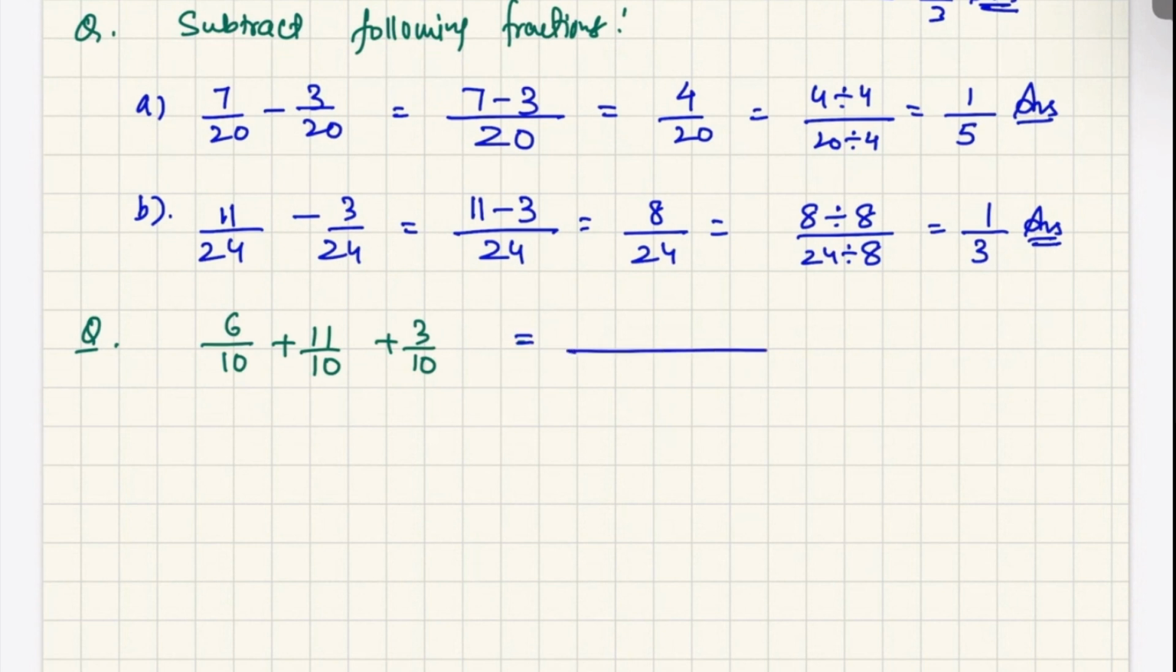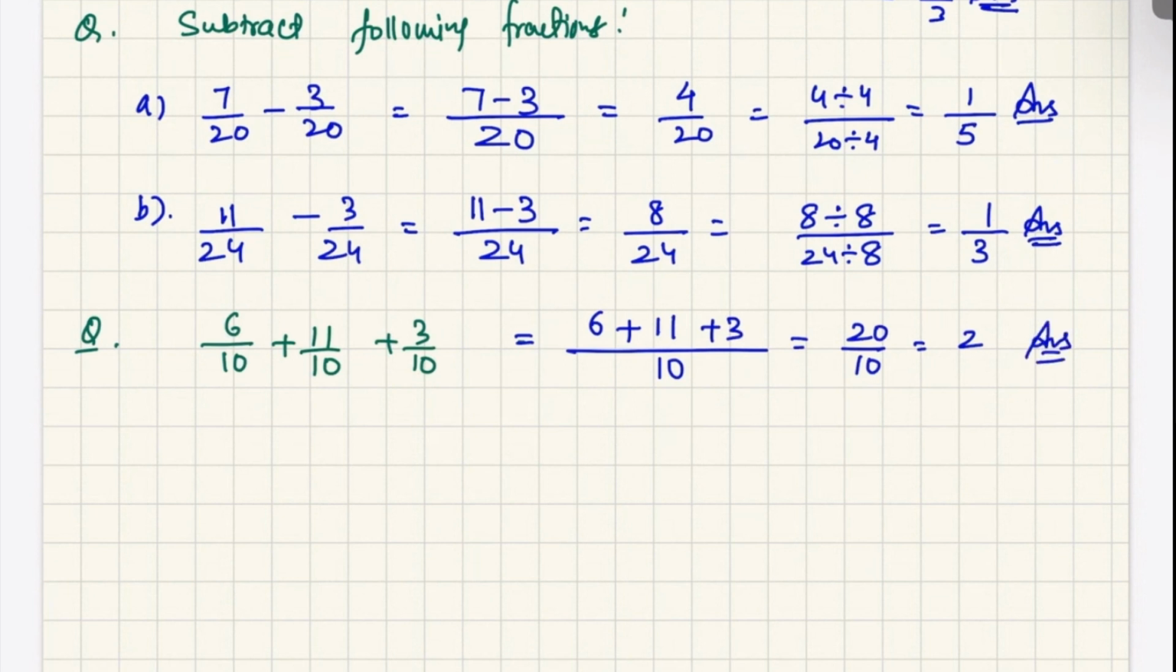That means the denominator is 10. Now add the numerators, because they are like fractions. 6 plus 11 plus 3. So 6 and 11 makes 17. 17 and 3 makes 20 by 10. Now you know the 0s will cancel out. 10 times 2 is 20, right? So both of them can be divided by 10. So 2 is the final answer.